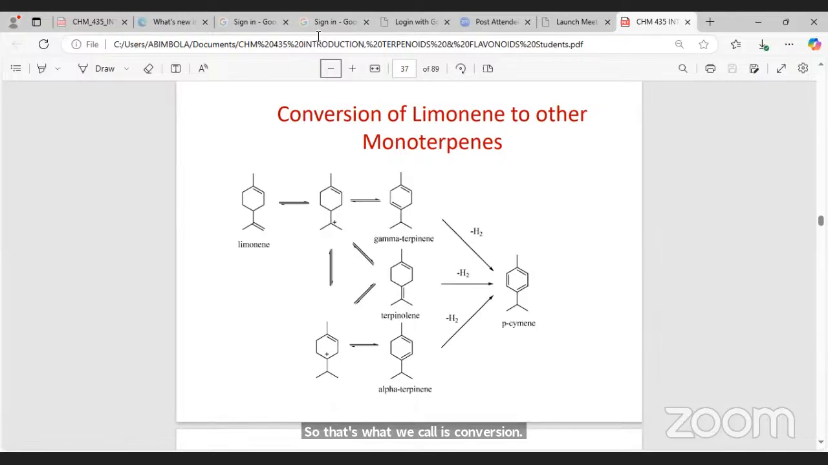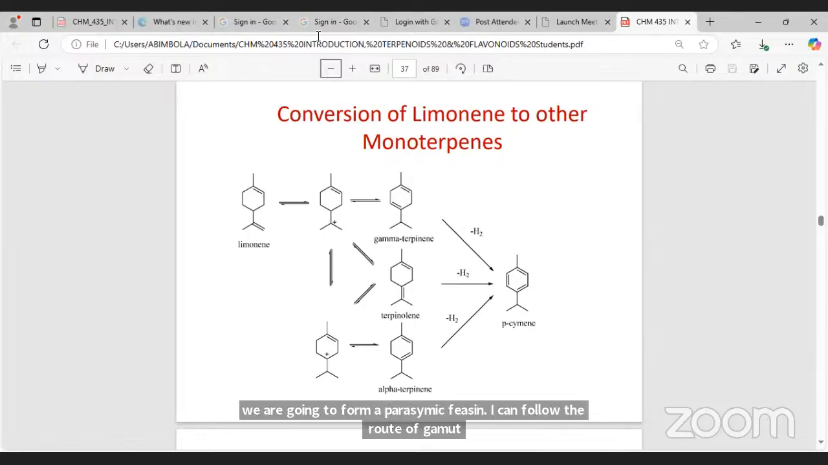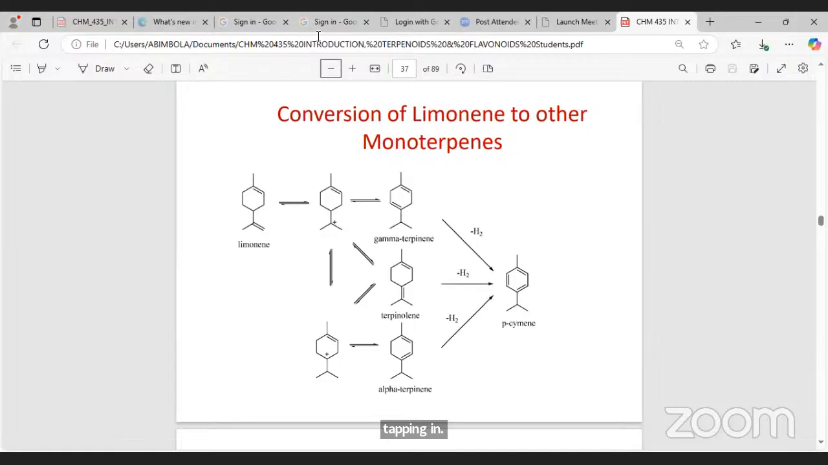Now, if you look at all the arrows, what kind of arrow are we using? Reversible arrow. We are using reversible arrow until the last phase, then we form our p-cymene. It means that I can follow the route of gamma-terpinene, or I can follow the route of terpinolene. I can also follow the route of alpha-terpinene. So anyone is fine by me. I want to convert limonene to p-cymene. Do I want to follow gamma-terpinene, alpha-terpinene or terpinolene? Any one that I want to follow is fine. Nobody wants you to follow all the routes. Just look for the one that is simple for you and follow it.